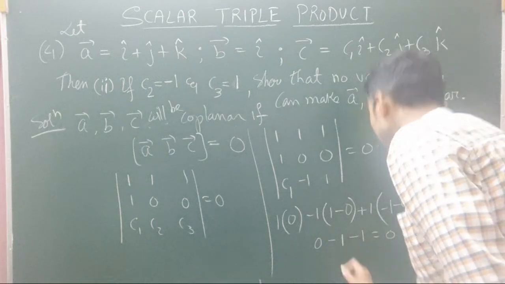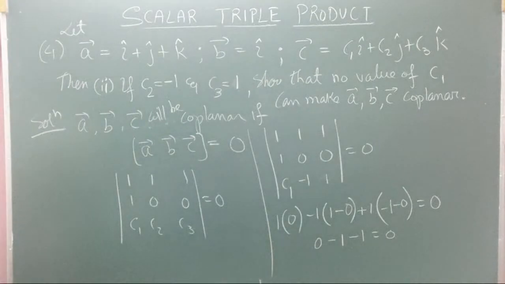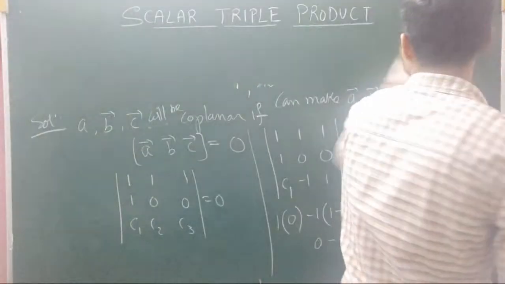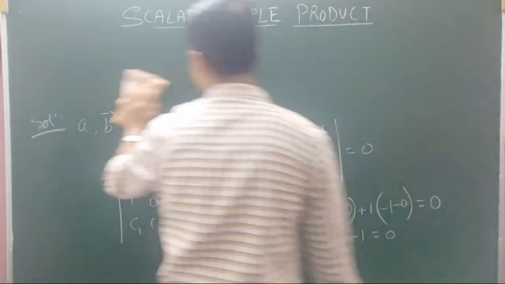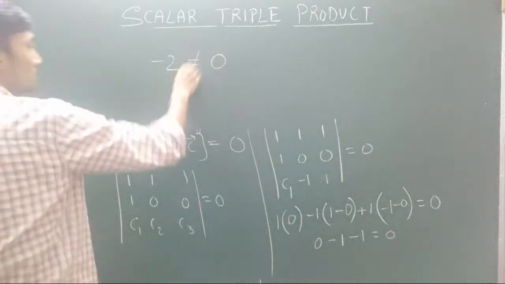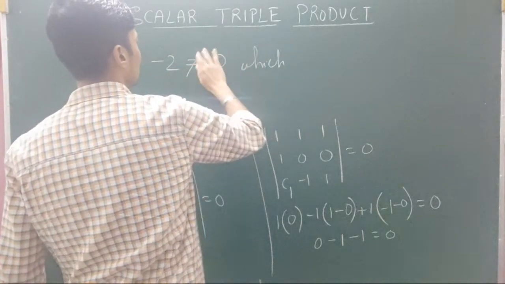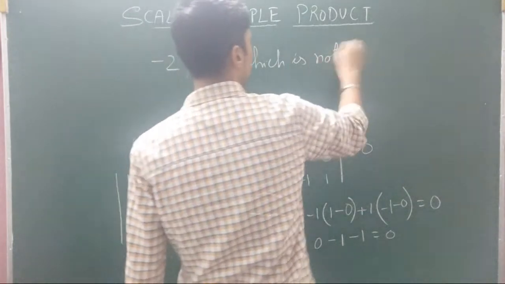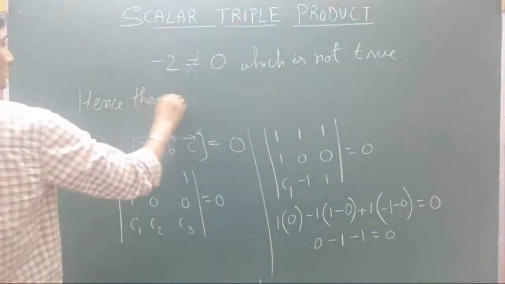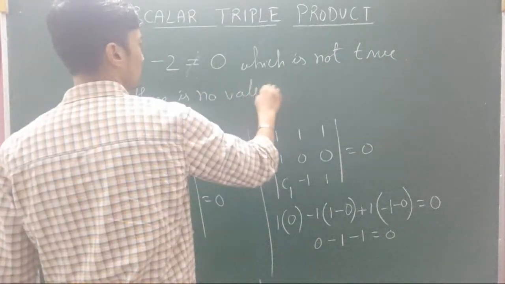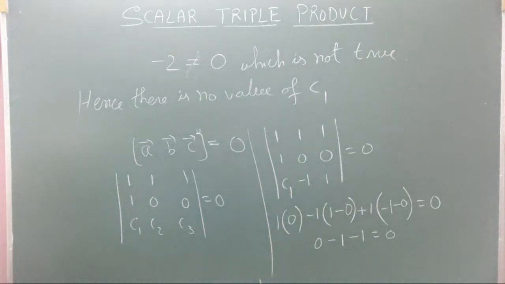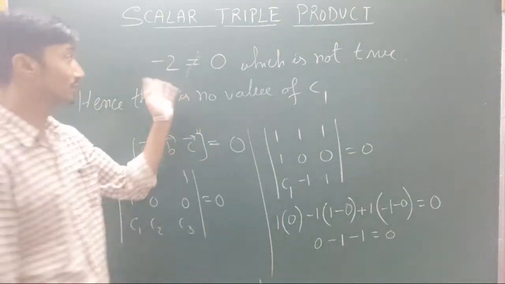So what do we end up getting here? Something very unique, funny. C1 is not there, and on top of that we get minus 2 equal to 0, which is absolutely not true. So hence there is no value of C1. Minus 2 equal to 0 is not possible.